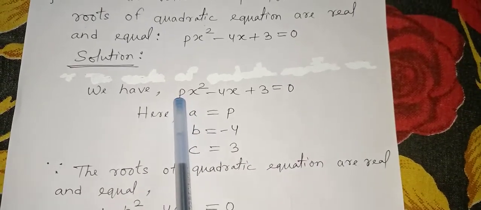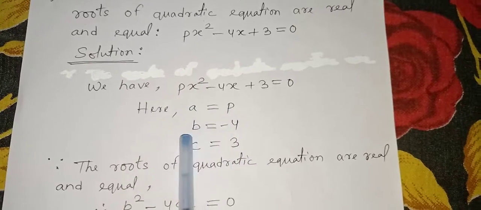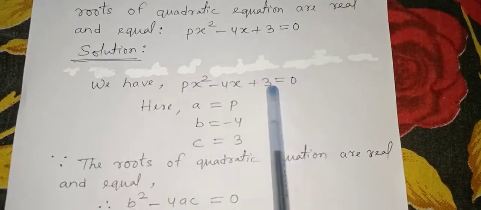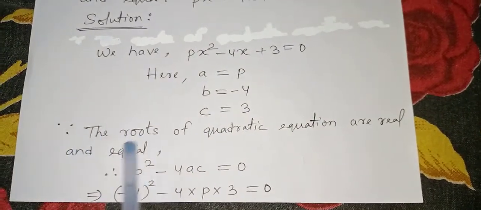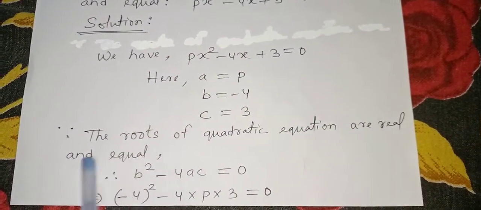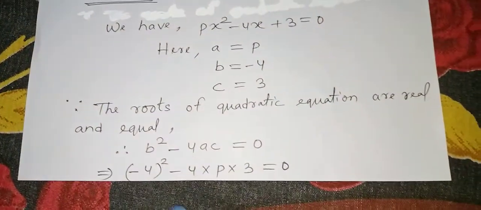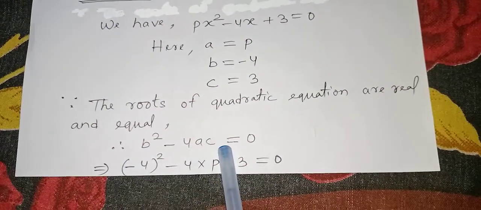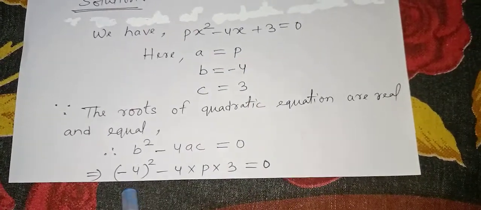So I can say here a is p, b is minus 4 and c is 3. So you can say the roots of the quadratic equation are real and equal. It is given in the question here, real and equal. So we can say b square minus 4ac will be equal to 0. Now put all these respective values.